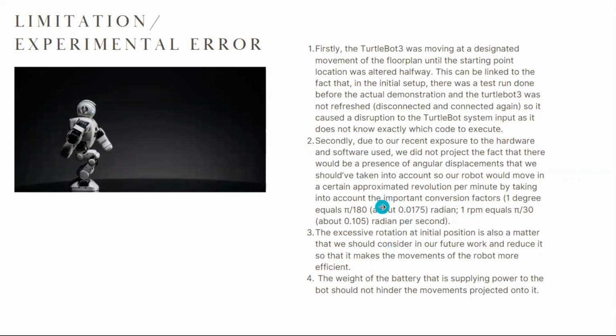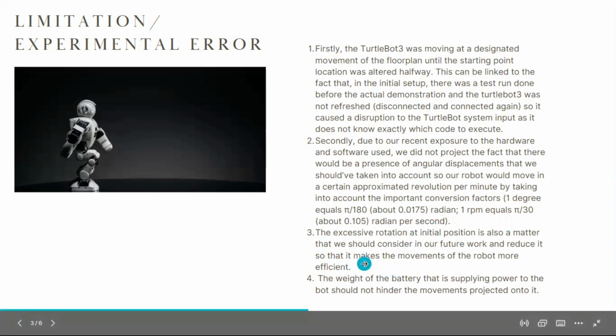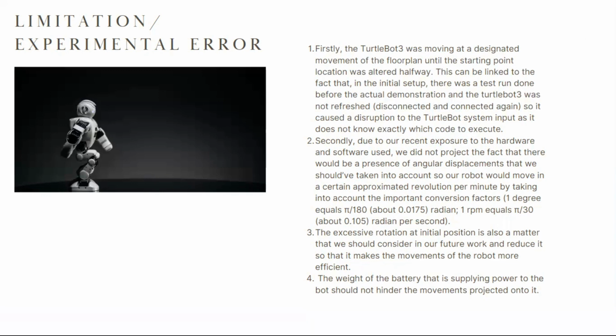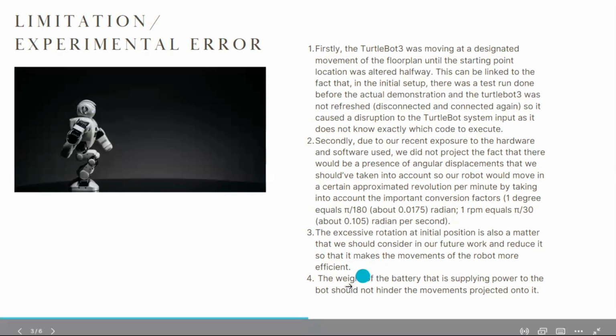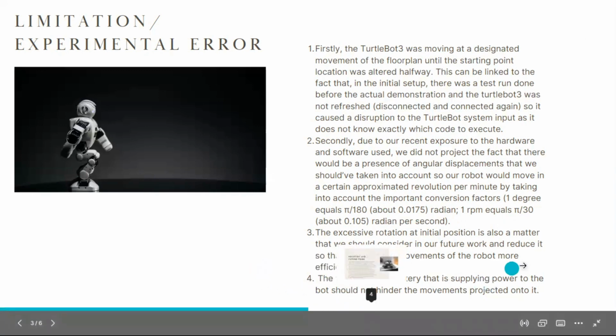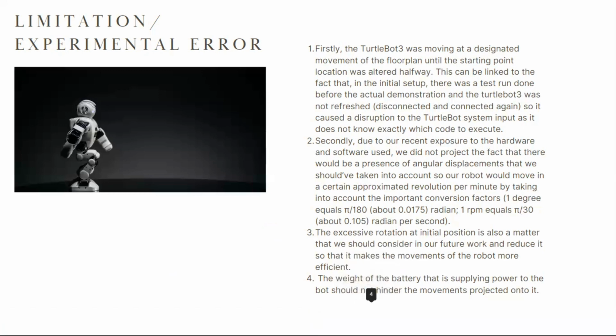And secondly, the recent exposure to the hardware and software used. We didn't anticipate the presence of an angular velocity, as I've mentioned already, and that movement affected our robot's motion, but there wasn't any error in the robot following the floor plan designed during the simulation. Also, one error is the weight of the battery. It supplies power to the bot, but it's very heavy and thick to be placed on top of the robot, and that might also cause slower movement of the robot than usual.